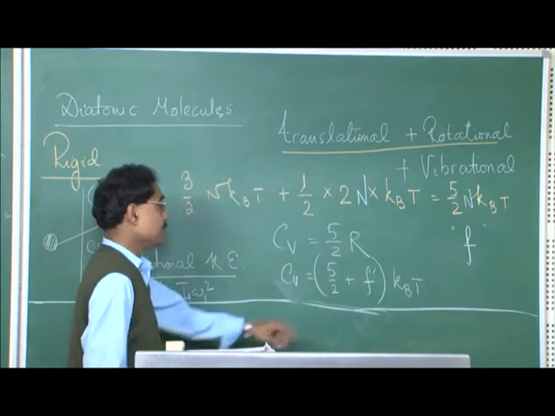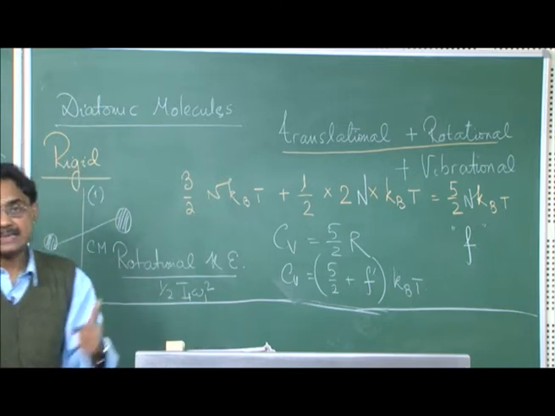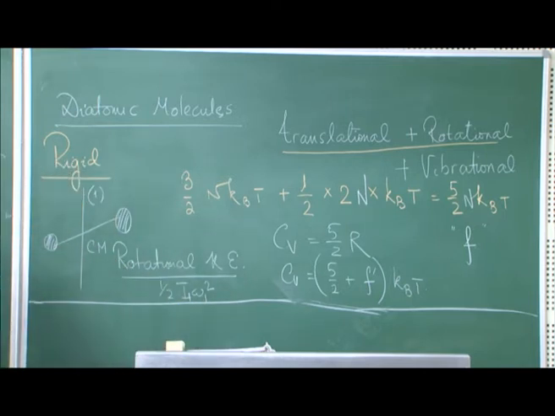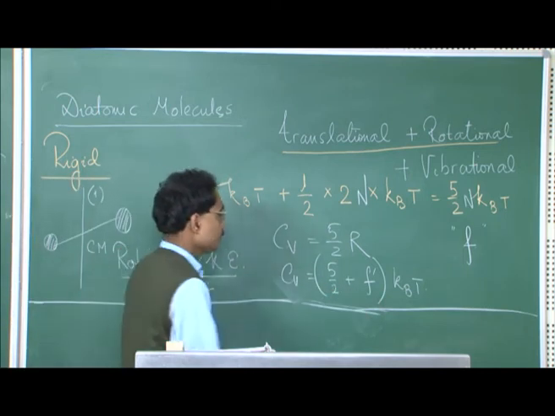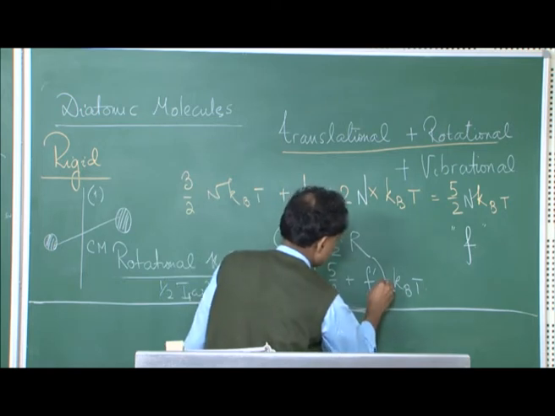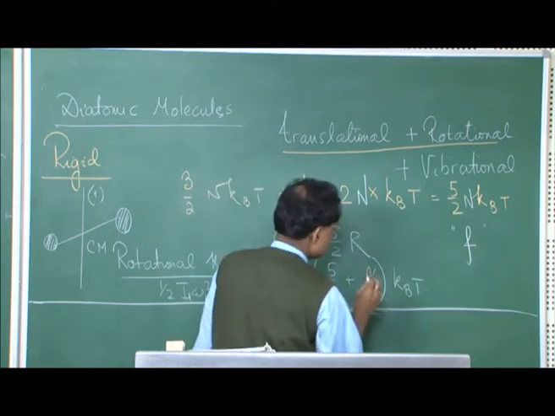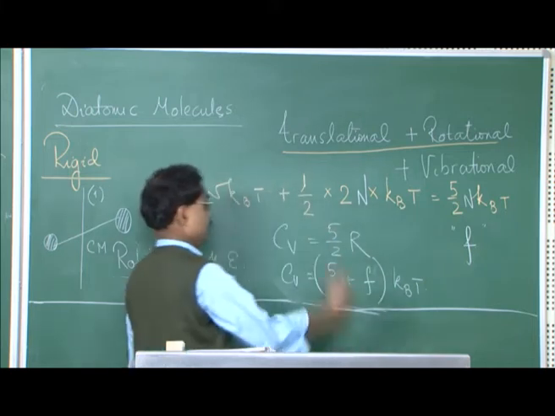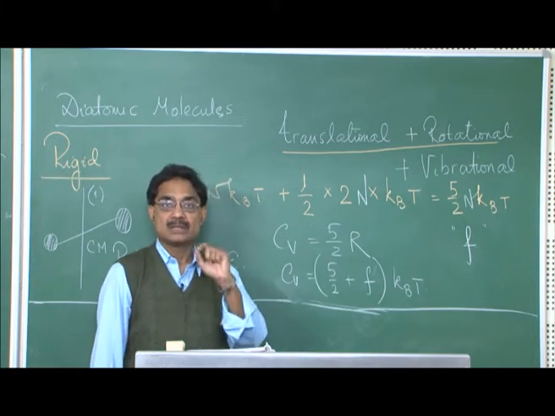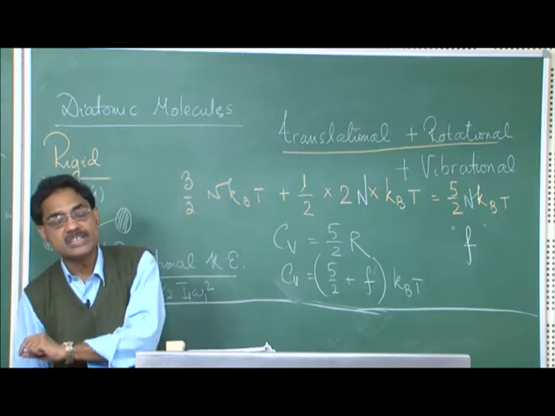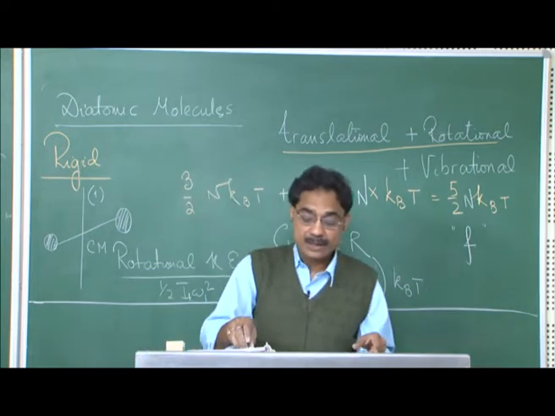Okay? F prime, each vibrational mode has one coordinate, one momentum, each contributing half kT. So, if you write F prime, it is of the order of 1 kT, or you can write it simply as F. As long as you remember, F has both kinetic and potential degrees of freedom, each contributing half kT. This is what I wanted to clarify.